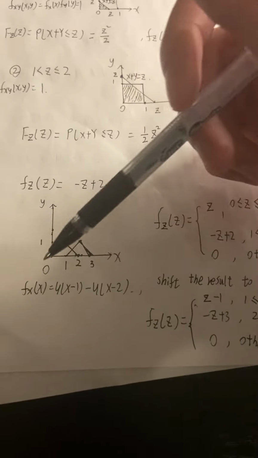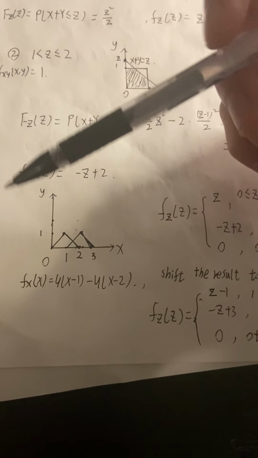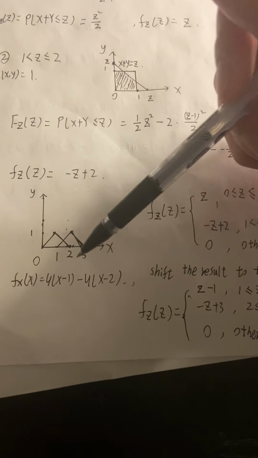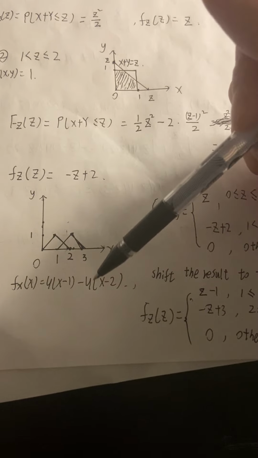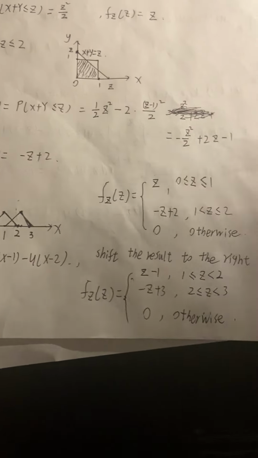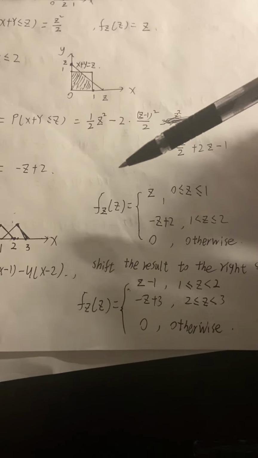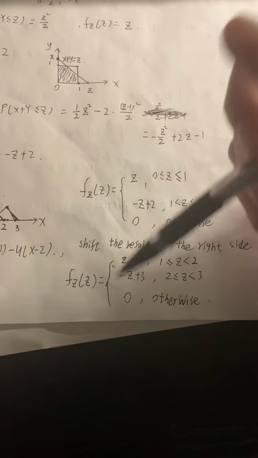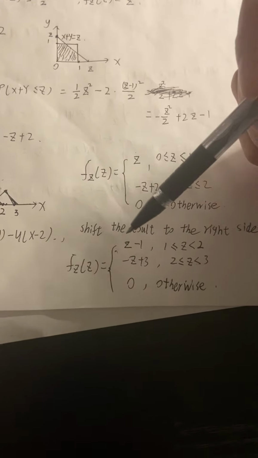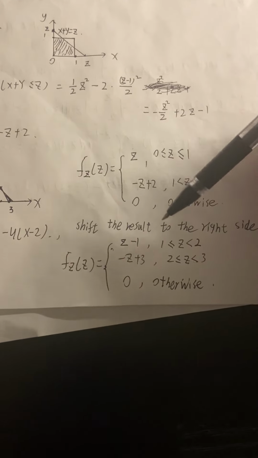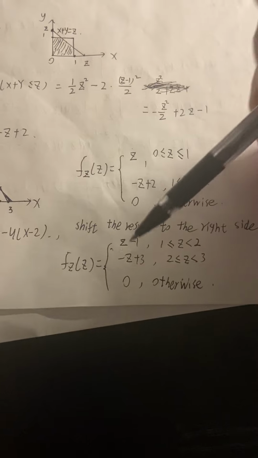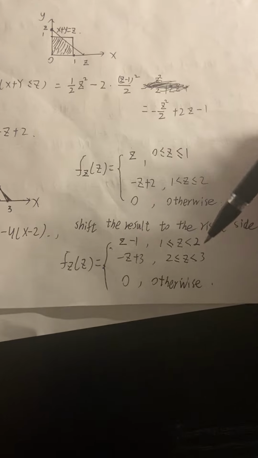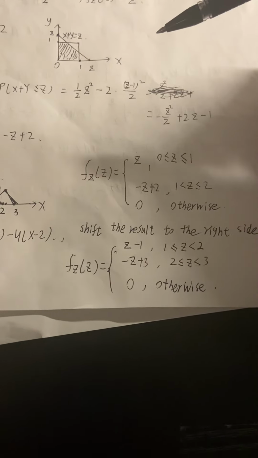But our density function of X is u(x-1) minus u(x-2), so we need to shift this density function to the right by 1. So the real density function of Z will be z-1 when z is between 1 and 2, and negative z plus 3 when z is between 2 and 3, and 0 otherwise.